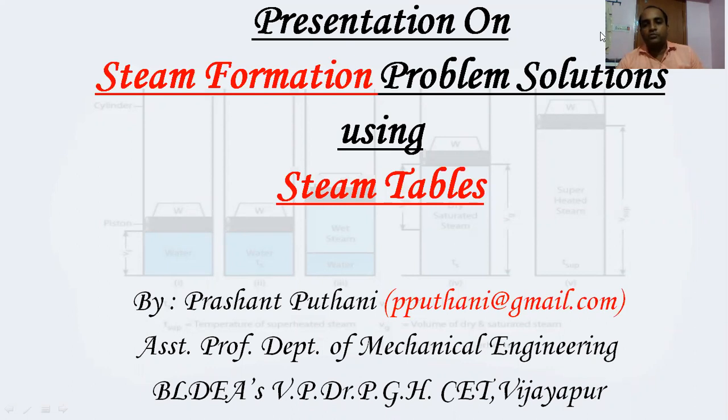The problems and solutions for the steam which you have seen in the previous session. In the previous session we discussed how to refer to the data using a steam table to solve the problems on steam formation. We also went through the steam table, where the various properties, that is the specific enthalpy, specific entropy, as well as specific volume, temperature, and pressure, have to be extracted from the steam tables, which we already discussed in the previous sessions.